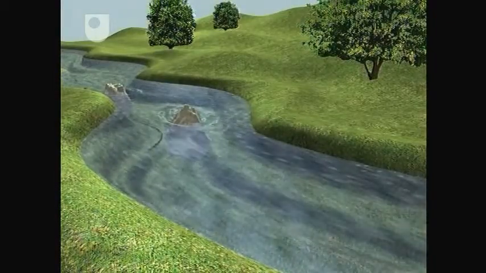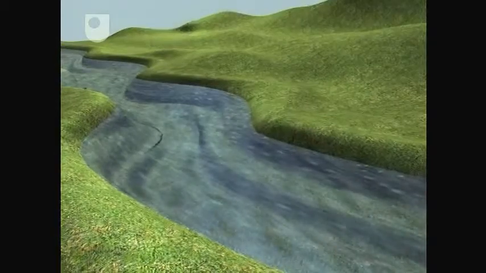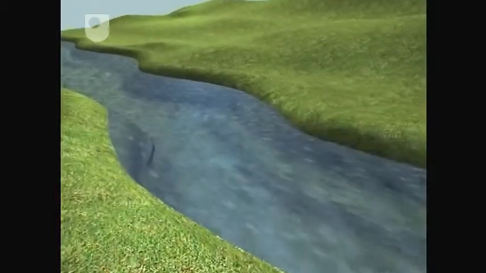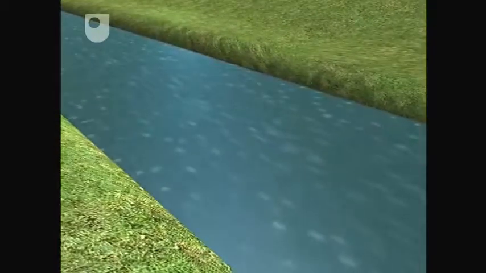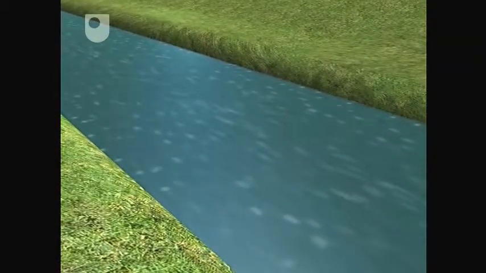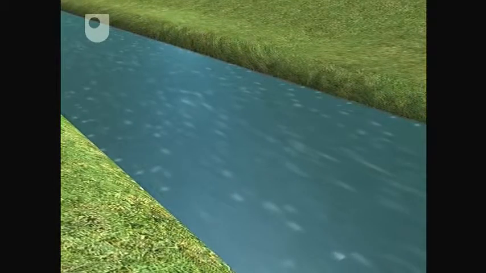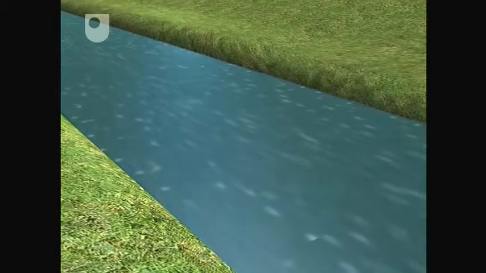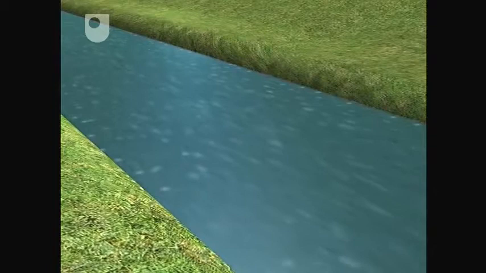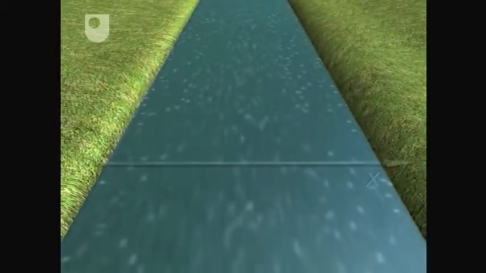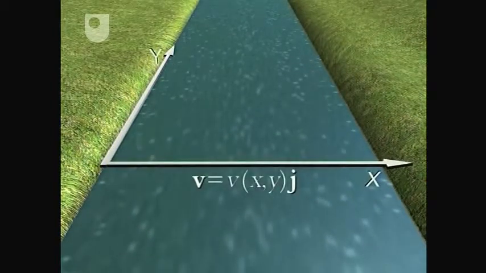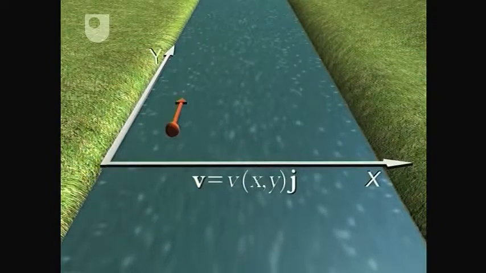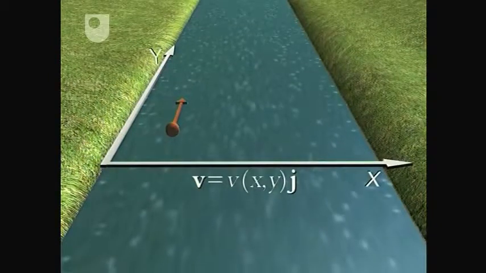We'll assume that there are no rocks affecting the flow. Let's also assume that the river is straight and of uniform width, and the flow is steady and streamline. It all flows downstream. So, this is our model river. To model the velocity field, we first need some axes and a function, v of x,y, that describes the unique velocity vector at each point, x,y, on the surface.